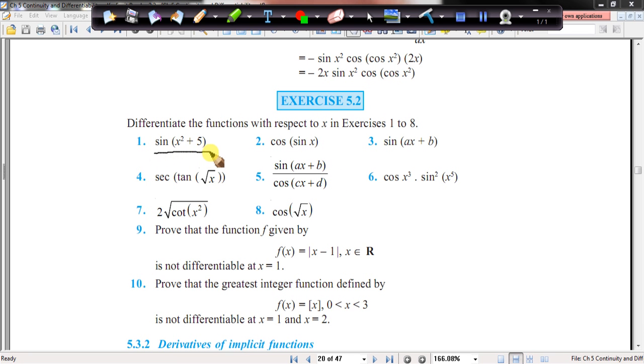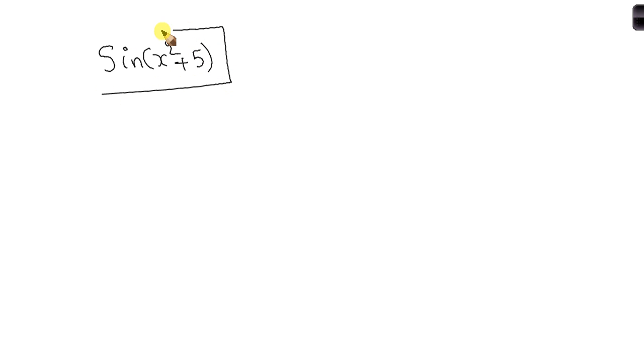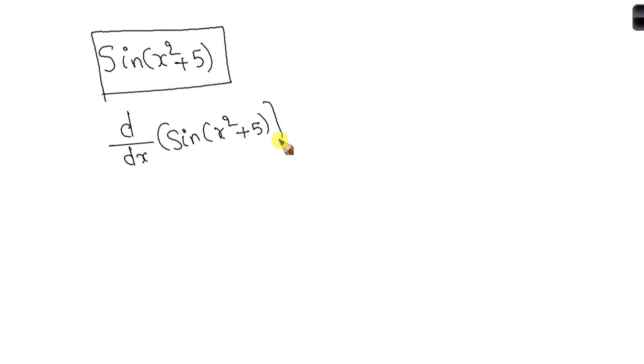See the first question. Sine of x square plus 5. How can I do differentiation of this? Differentiation of sine of x square plus 5 with respect to x. It is a composite function.